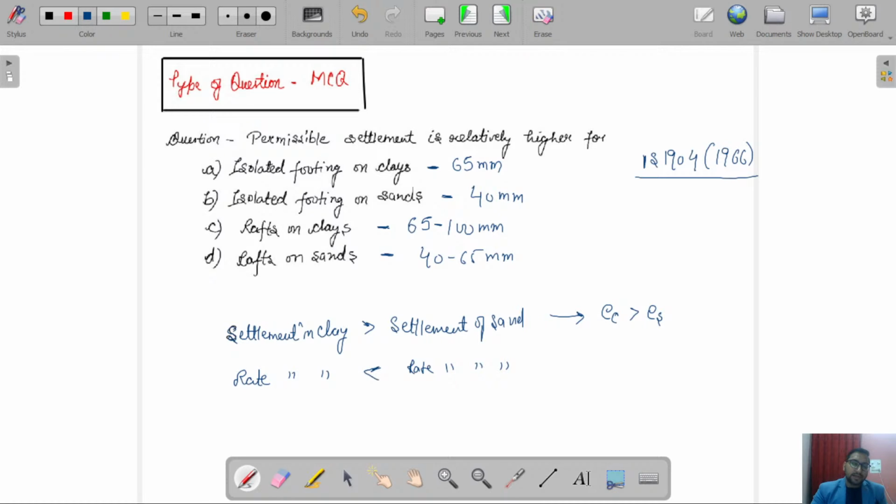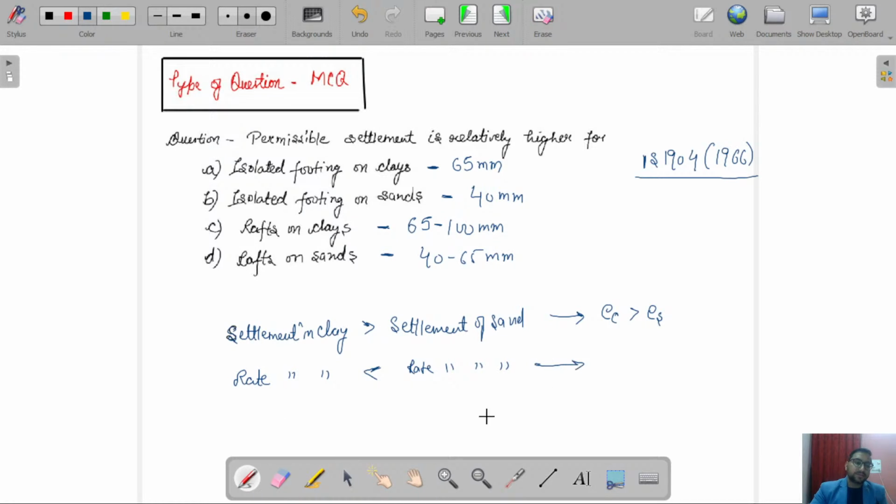The rate of settlement means in which soil you will see settlement quickly. After application of load, which soil will get settled in less time? For that soil the rate of settlement will be more. So the rate of settlement of sand will be greater than the rate of settlement of clay.